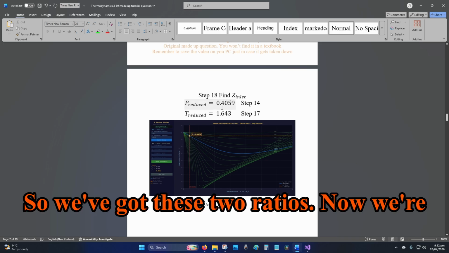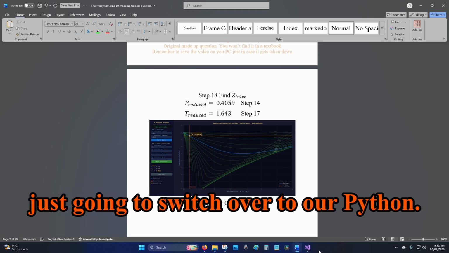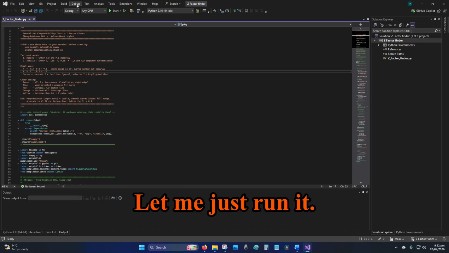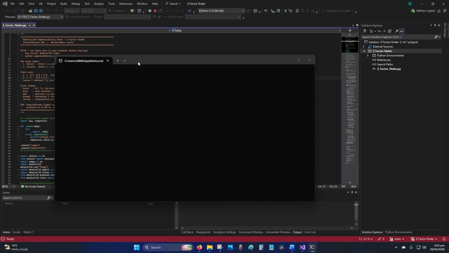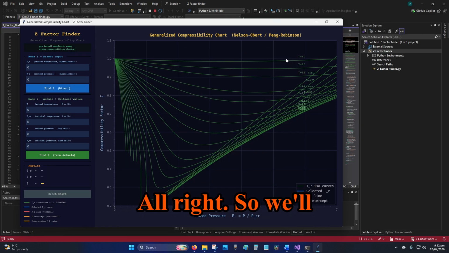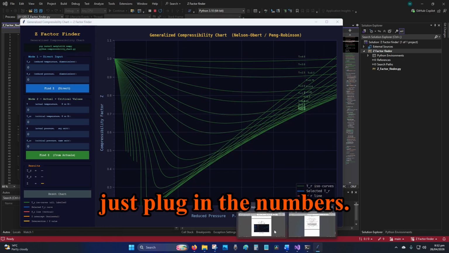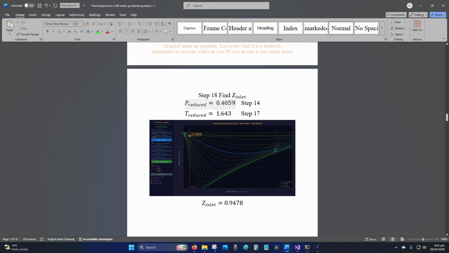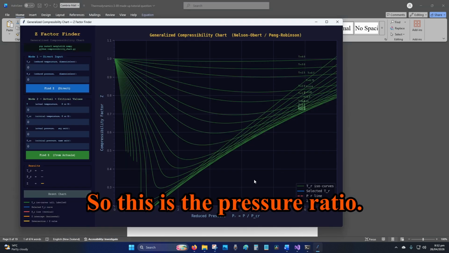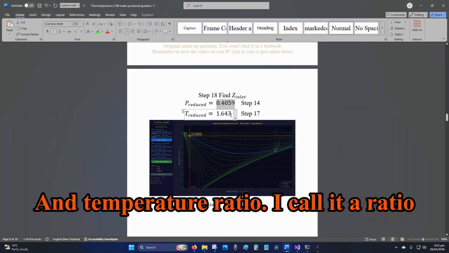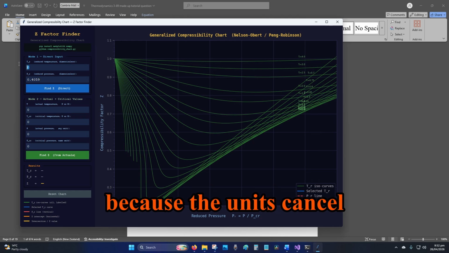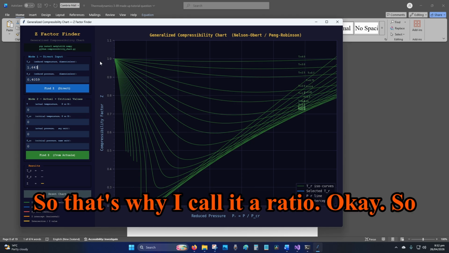So we've got these two ratios. Now we're just going to switch over to our Python. Let me just run it. Okay, give me a second. Alright. So we'll just plug in the numbers. So this is the pressure ratio and temperature ratio. I call it a ratio because the units cancel out, so there are no units, so that's why I call it a ratio.